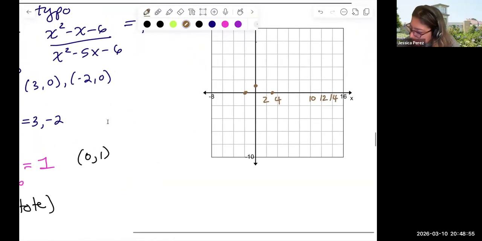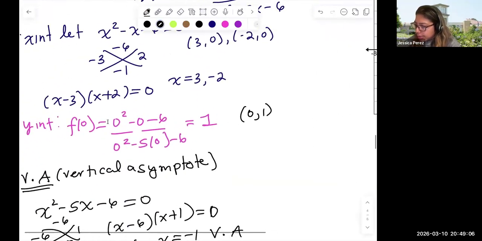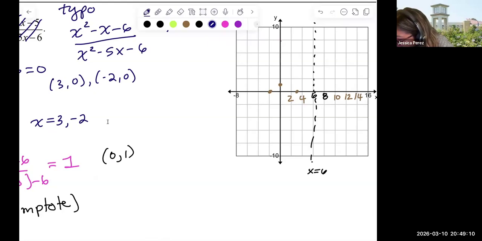So at x equals 6, I'm going to have a vertical asymptote right here at x equals 6, and then another one at x equal negative 1. So that means right here, right in the middle between 0 and 2, that's my vertical asymptote at x equal negative 1.